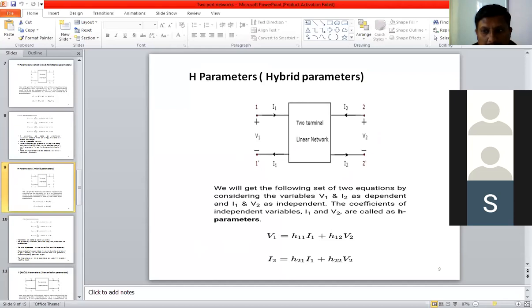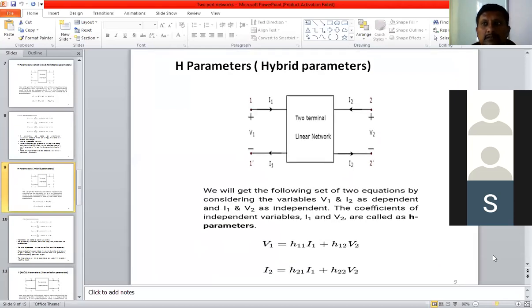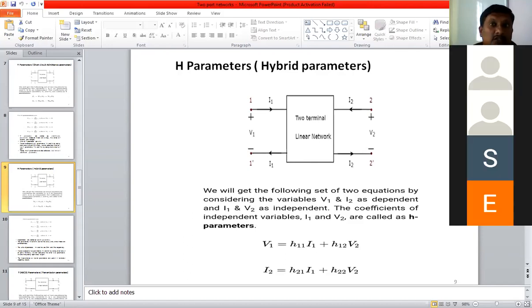So H parameter we are starting now. This is the third parameter. Two parameters we have already completed, Z parameter and Y parameter. If you understood the Z parameter and Y parameter, you can easily understand the third. The name itself indicates hybrid parameter, a mix of different parameters, different factors. We already discussed in the introduction of two-port network why it is called hybrid parameters, because the impedance is there, admittance is there, voltage gain is there, current gain is there.